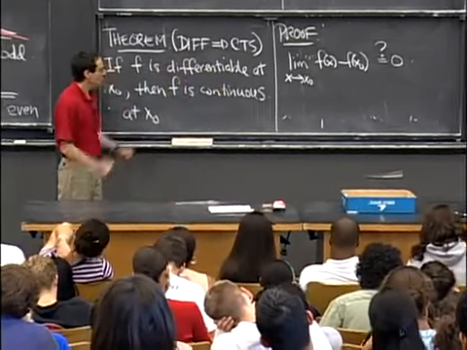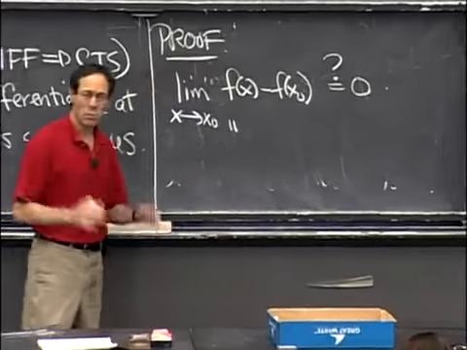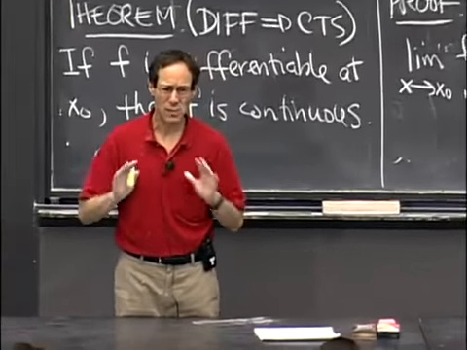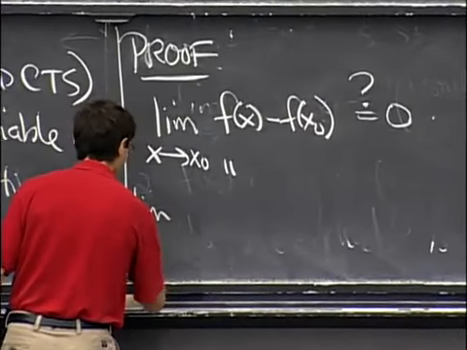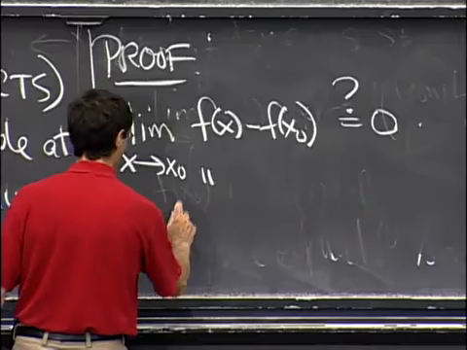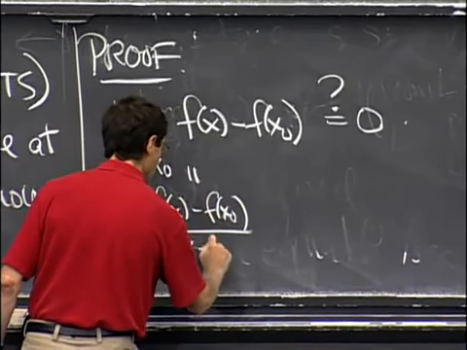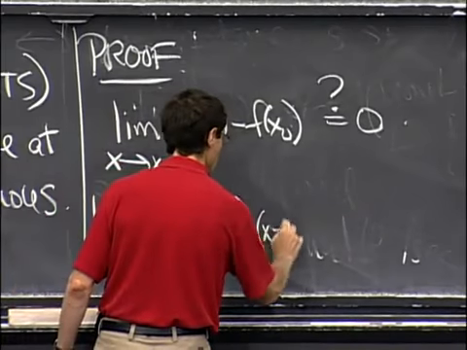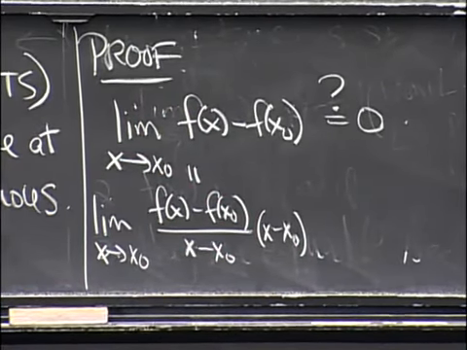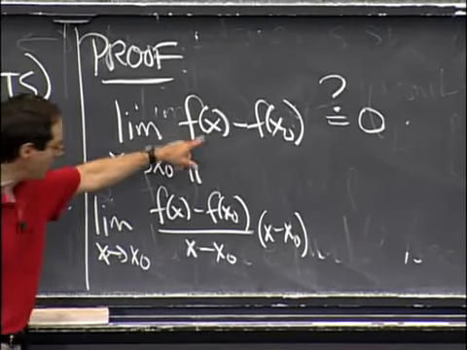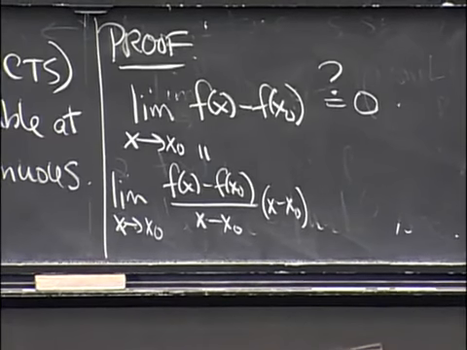Now, the way this is proved is just by rewriting it by multiplying and dividing by x minus x0. So I'll rewrite the limit as x goes to x0 of f of x minus f of x0 divided by x minus x0, times x minus x0. Okay, so I wrote down the same expression that I had here. This is just the same limit, but I multiplied and divided by x minus x0.